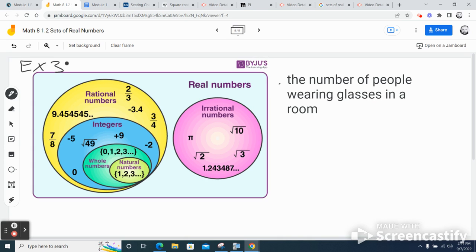Am I ever going to have 4.5 people wearing glasses? No. So am I ever going to have -5 people wearing glasses? No. You can't. But when we count the number of people, we're not going to count a half of a person.